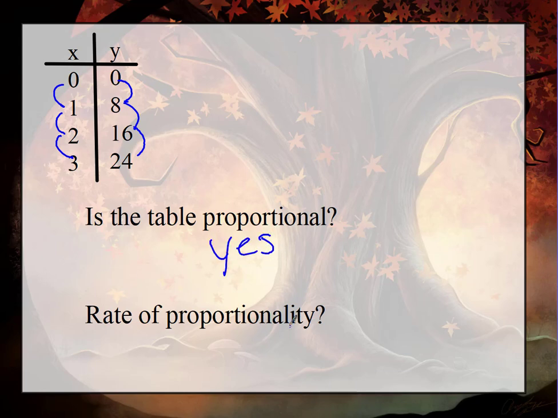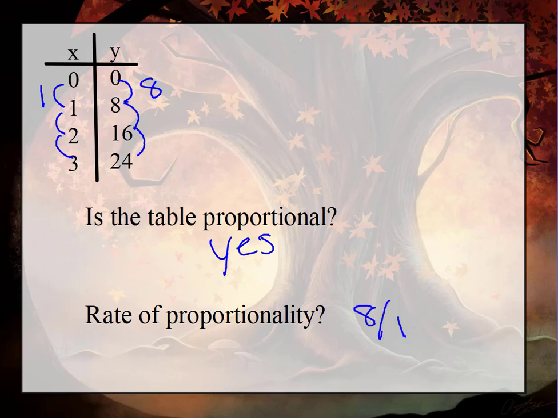Now, if it is proportional, then it's going to have a rate of proportionality. And when it asks you for the rate of proportionality, it's just asking you, what's the slope? So we look for the pattern on the right, the delta y, divided by the pattern on the left, delta x. 8 divided by 1 is 8, or 8 over 1.